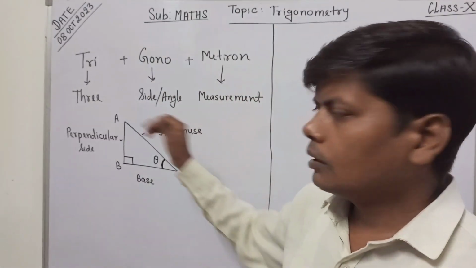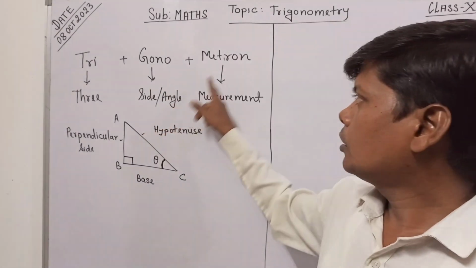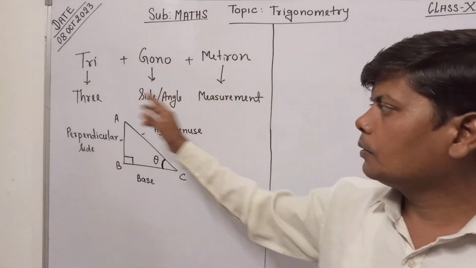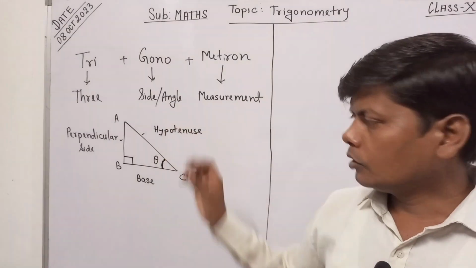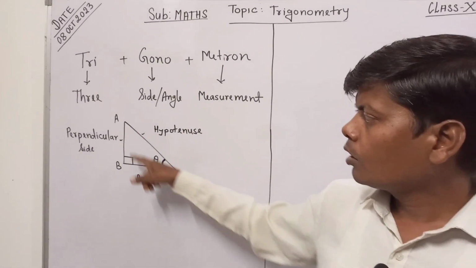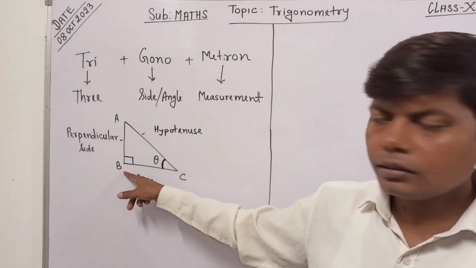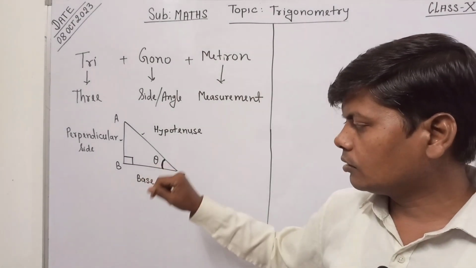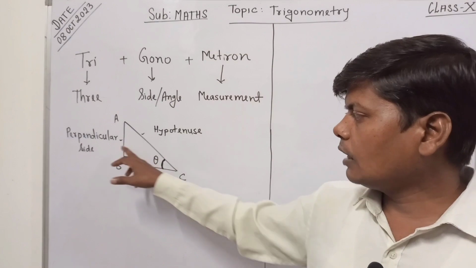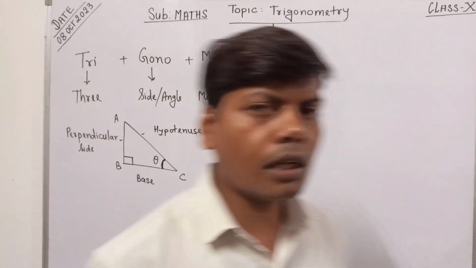So let us repeat one more time. Trigonometry is derived from three Greek words: trigonometro. Tri means three, gono means side and angle, metro means measurement. It means in this chapter we will discuss the measurement of sides and angles. Students, we always use trigonometry in a right angle triangle. So here the right angle triangle is ABC, and we assume angle B is the right angle, and the measurement of angle C is theta. Then the side opposite to the right angle is the hypotenuse, and the side opposite to the angle is the perpendicular side. The remaining side is the base.